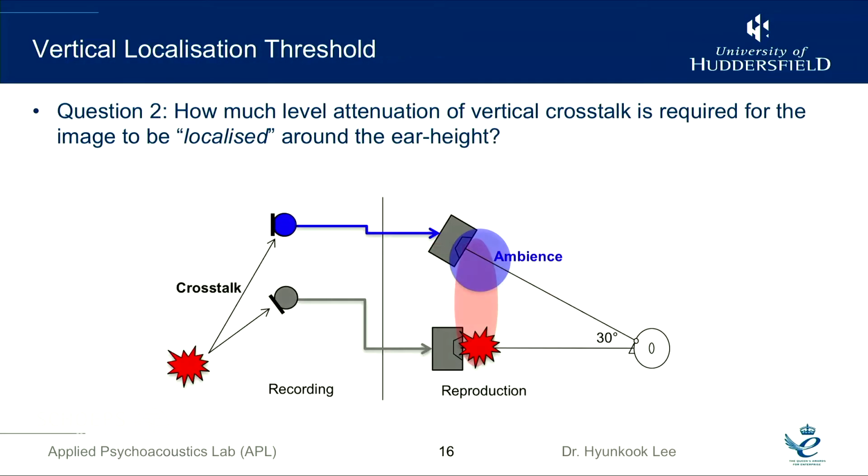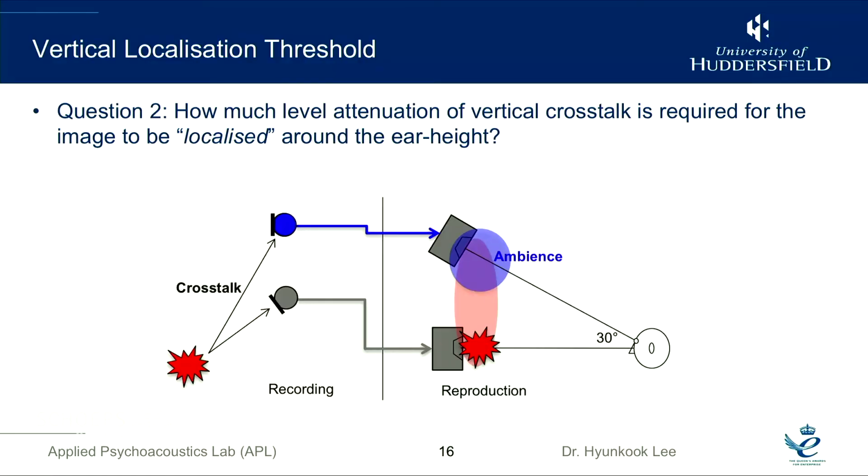So then the next question we can ask, now that the time delay alone doesn't work, is that we have to apply some attenuation of the high channel signal, so the source signal captured by the high microphone. Then how much attenuation do we have to apply to lower the image to around the ear height? That's what we call vertical localization threshold, the minimum amount of attenuation you have to apply to high channels to achieve the localization in the main layer.